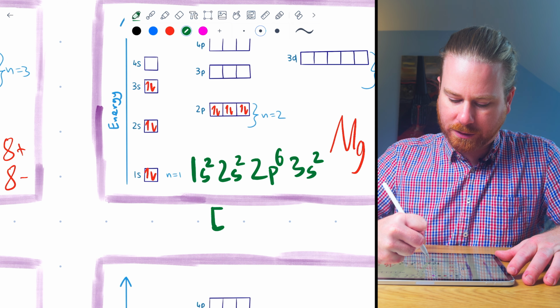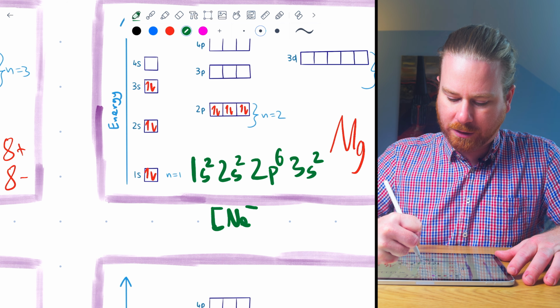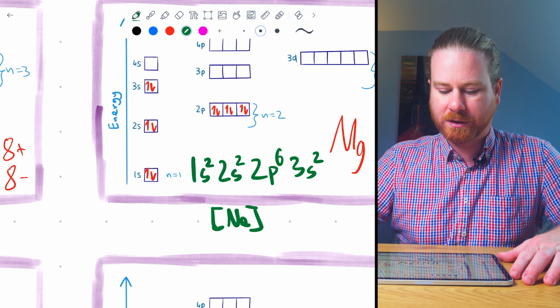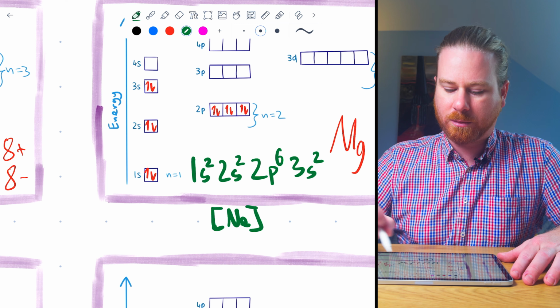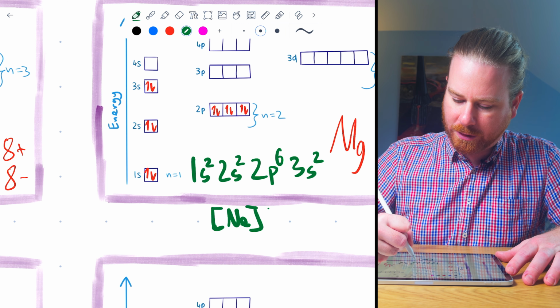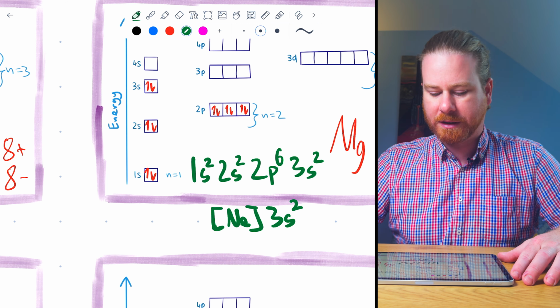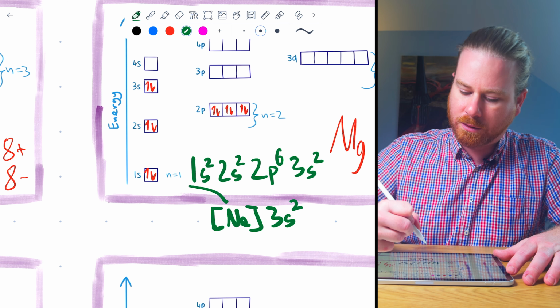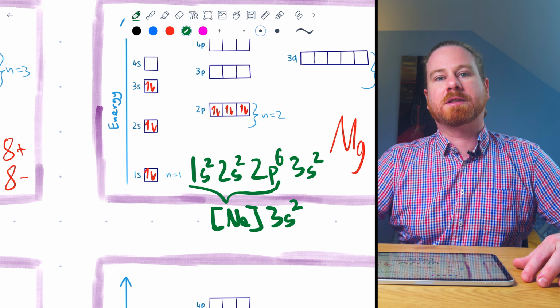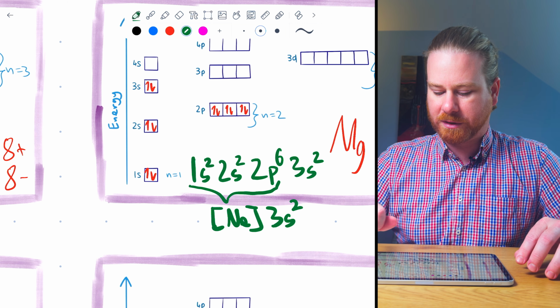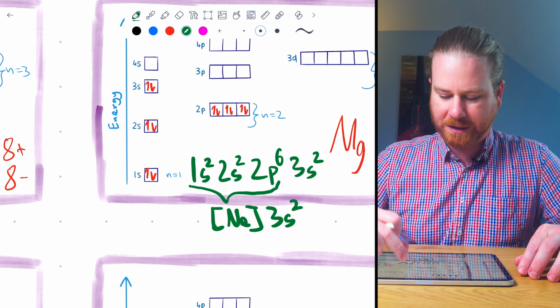So you can write neon. This is the closest. Neon has 10 electrons, so that's filling up to the 2p. And then we can write 3s2. This is summarizing all of this for us, so you don't need to write all of it out. So that's how we can do that for magnesium.